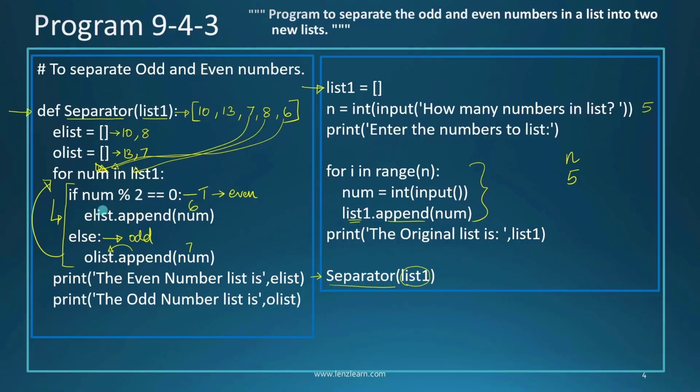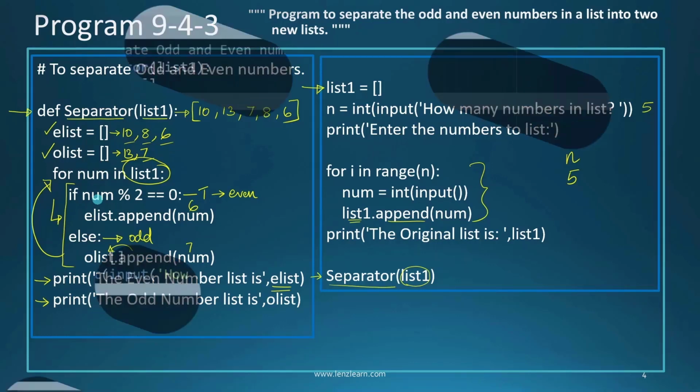So now 6 will be appended into EList, and now my for loop will finish because I have just picked up all the values from list1. So now this is the content of EList and this is the content of OList. After that I just need to print both of them. The even number list is EList, so it will print 10, 8 and 6, and the odd number list is OList, it will print 13 and 7.